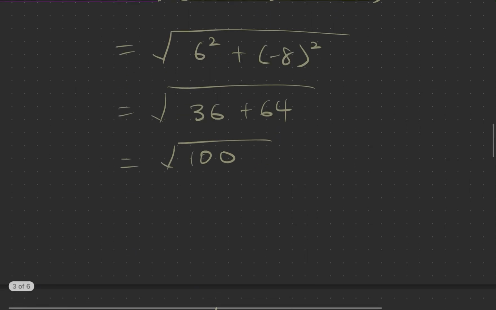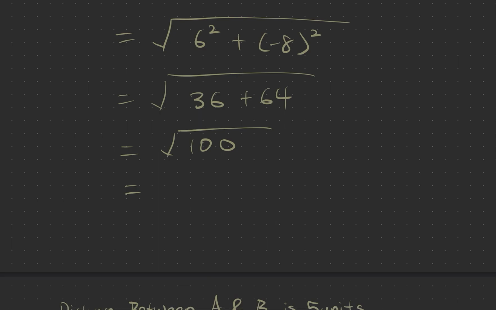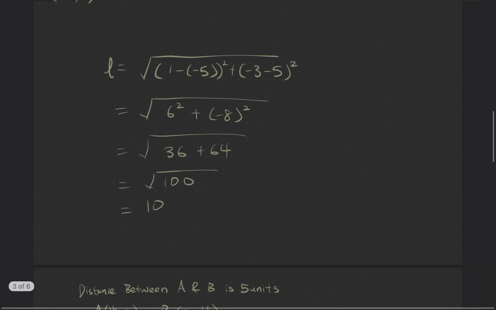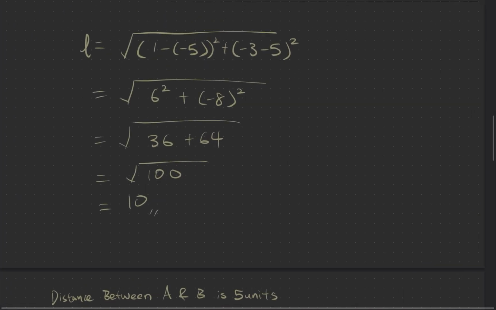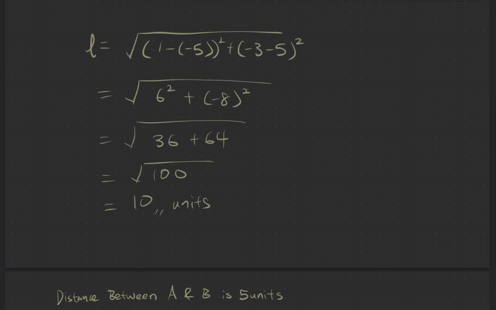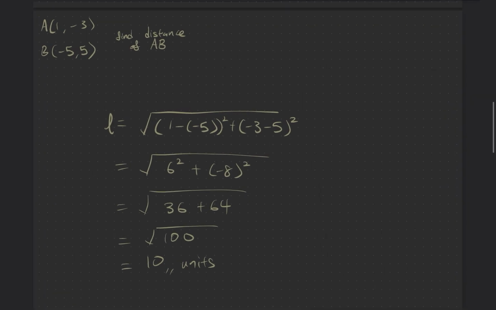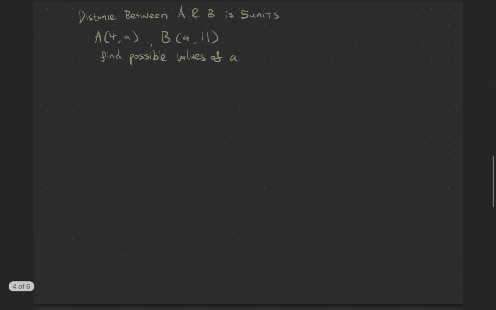This is also the same as 36 plus 64, which will actually give us 100. So square root 100 is actually just 10. So your length AB is just 10 units. Alright? Okay, let's move on.